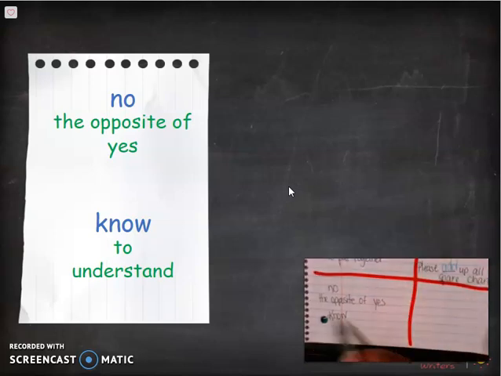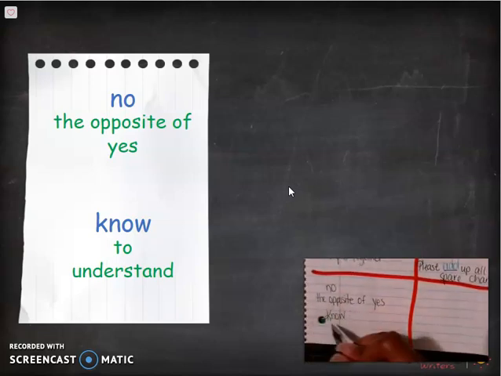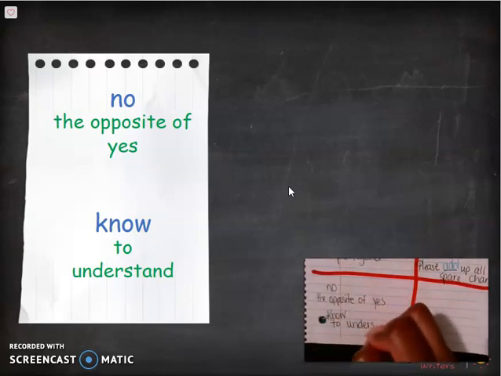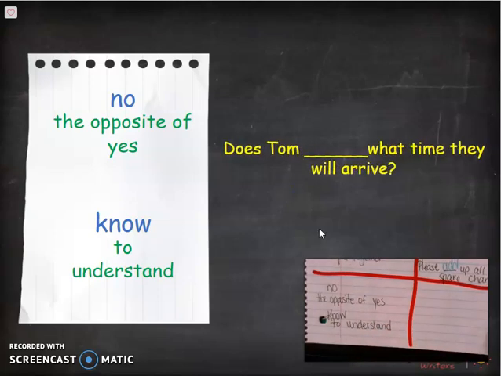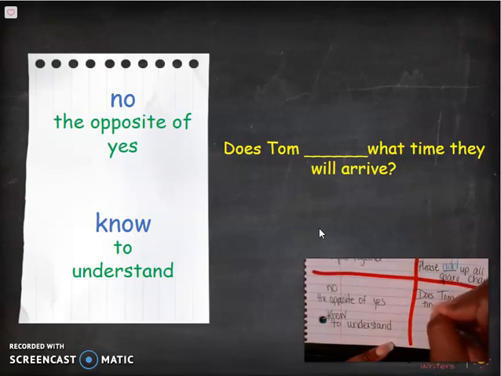And then this know is like knowledge. It is kind of like an abbreviation for knowledge. And it's spelled with this silent K. And this is know like to understand. To understand or comprehend something. To know it. Okay? For our sentence examples. Does Tom know what time they will arrive? Let's see. Does Tom know what time they will arrive?